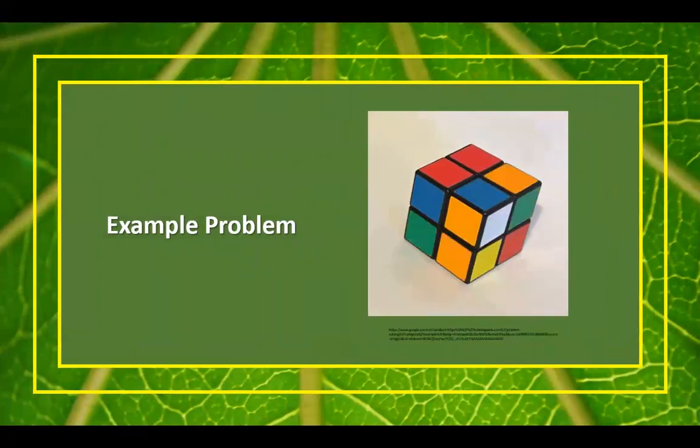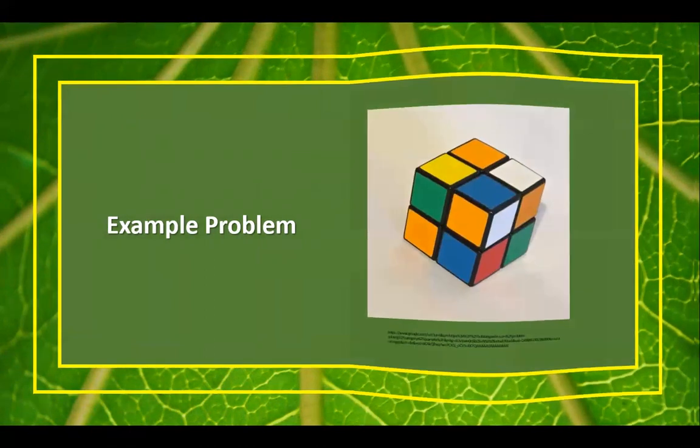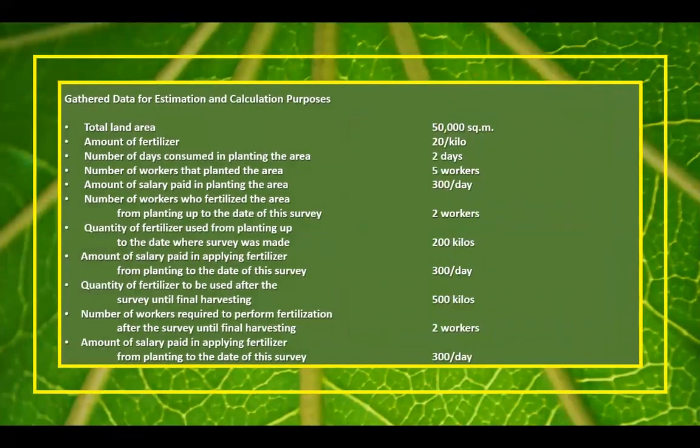Okay, so let's have an example problem for these formulas. We have here the gathered data for estimation and calculation purposes. For the total land area, we have 50,000 square meters. The amount of fertilizer that we use is 20 pesos per kilo. Number of days consumed in planting the area is 2 days. Number of workers that planted the area, 5 workers. Amount of salary paid in planting the area, 300 per day.